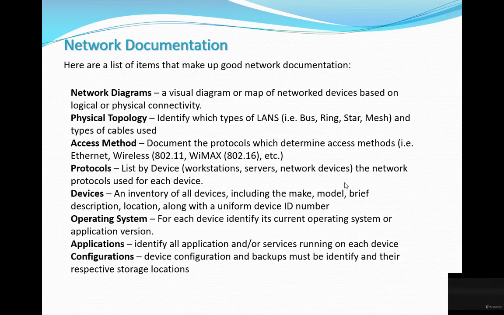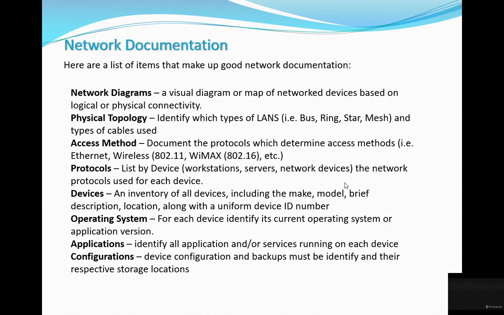Finally, I wanted to talk about some of the pieces of documentation that one should have with respect to their network. The first would be network diagrams, and these are usually visual representations or maps of our network devices based on either logical or physical connectivity. Physical topologies, you want to identify the different types of LANs that you've got, as well as their WAN connections and the types, whether it be a ring, a bus, a mesh, a star, what have you. And you also want to document the type of cables that you're using.